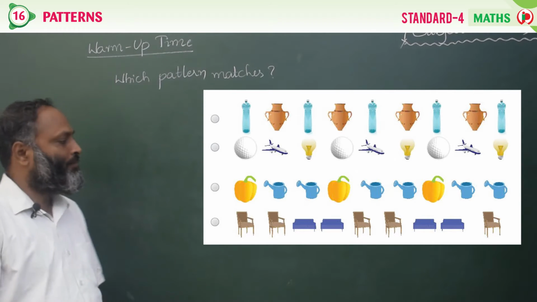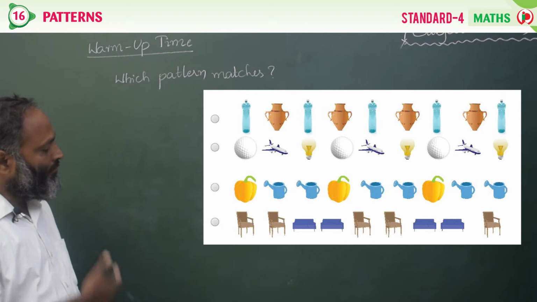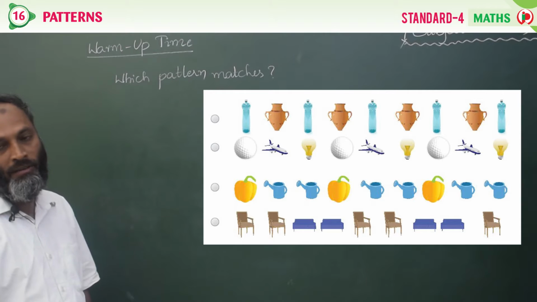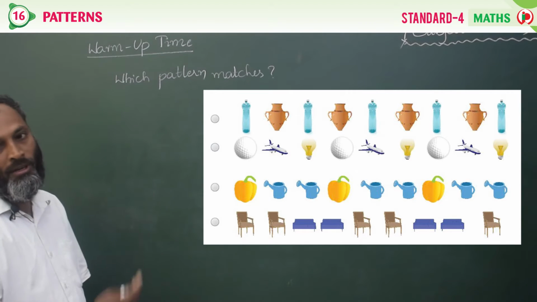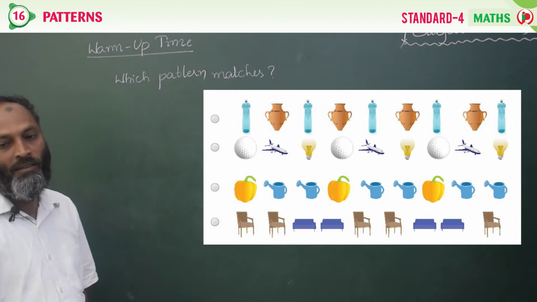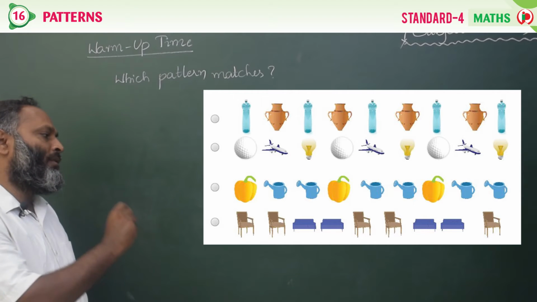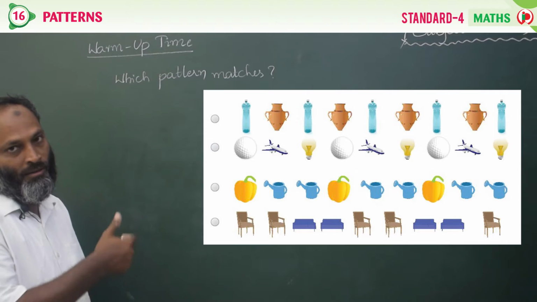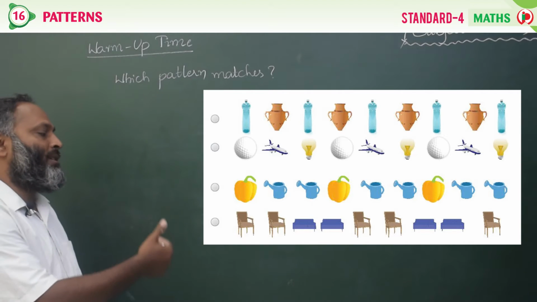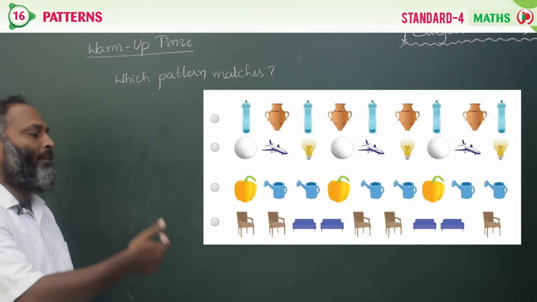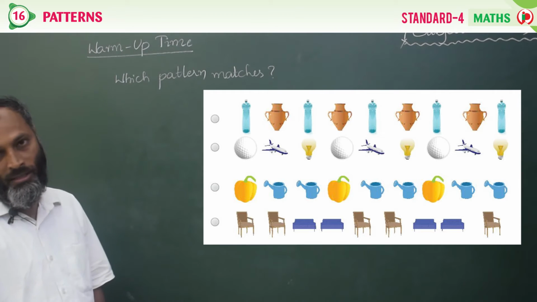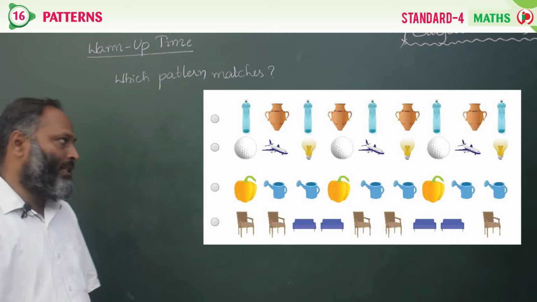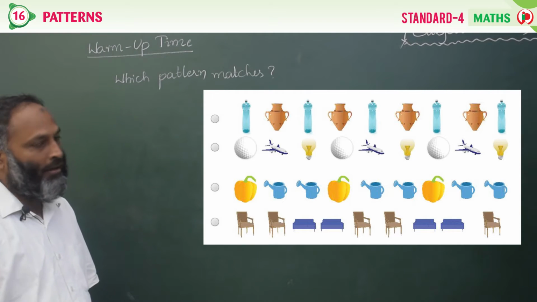The third one: here a capsicum is given first, and after that two water containers. Capsicum, two water containers, and again these are in the sequence. See here: capsicum, then two water containers, capsicum and two water containers. All are in the sequence given. So this one is also correct.